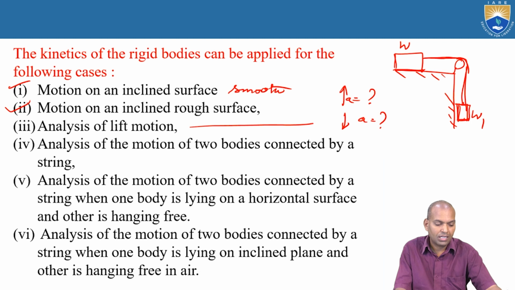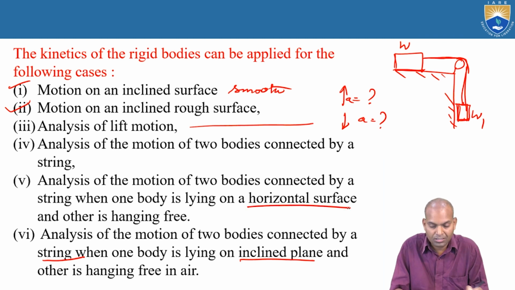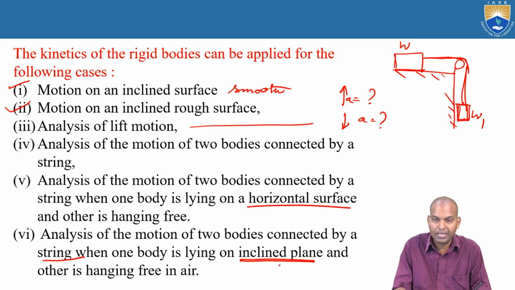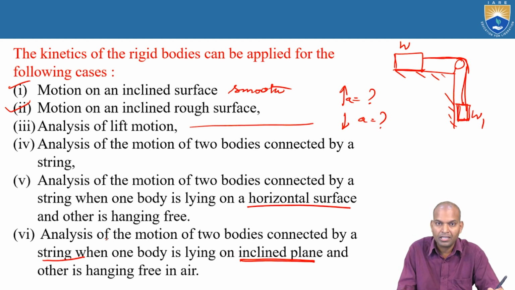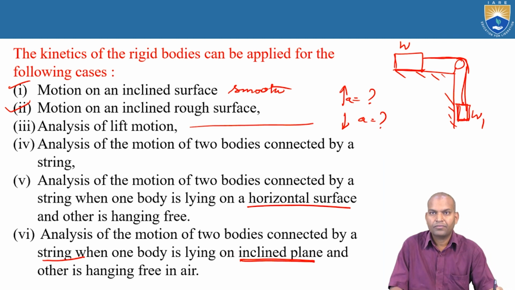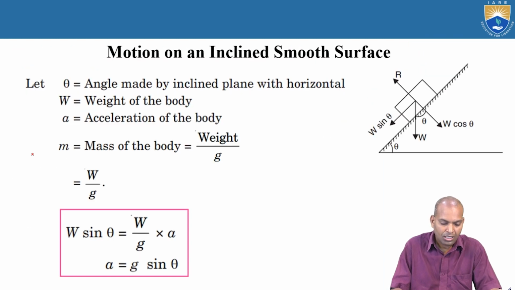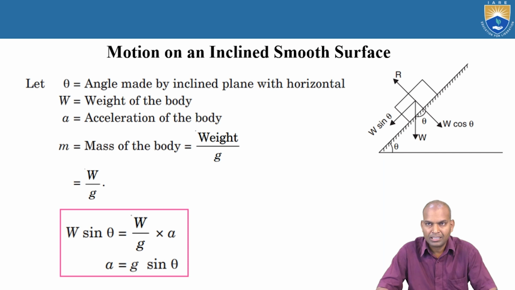The 6th one is the analysis of the motion of 2 bodies connected by a string, which is also the same, connected, but one is lying on an inclined plane and the other is hanging free. Here the surface is the horizontal surface and here it is the inclined plane. But one is lying, another one is hanging free in air. So these are the 6 cases which we are going to study under the kinetics of rigid bodies. Let us begin with motion on an inclined plane having a smooth surface.